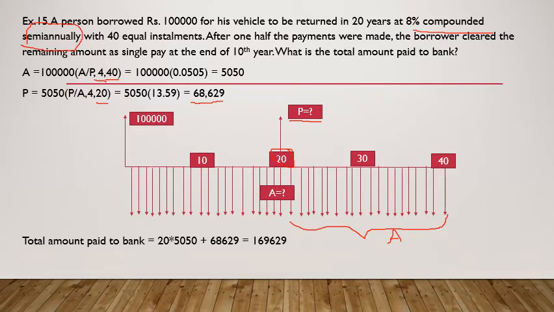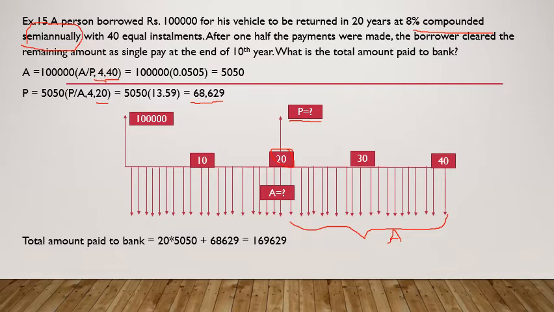1,69,629. If I had continued to pay it as installments, I should have paid 5050 into 40. So that will amount to 2,02,000. But here what am I doing? I am paying only 1,69,629. How did this happen?